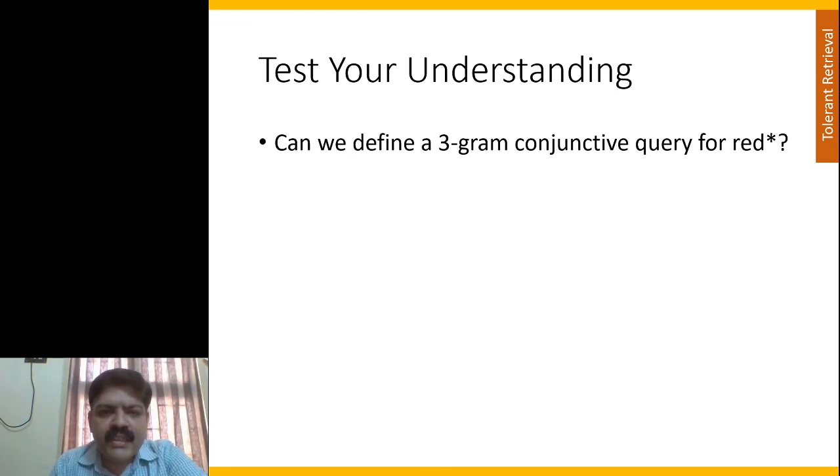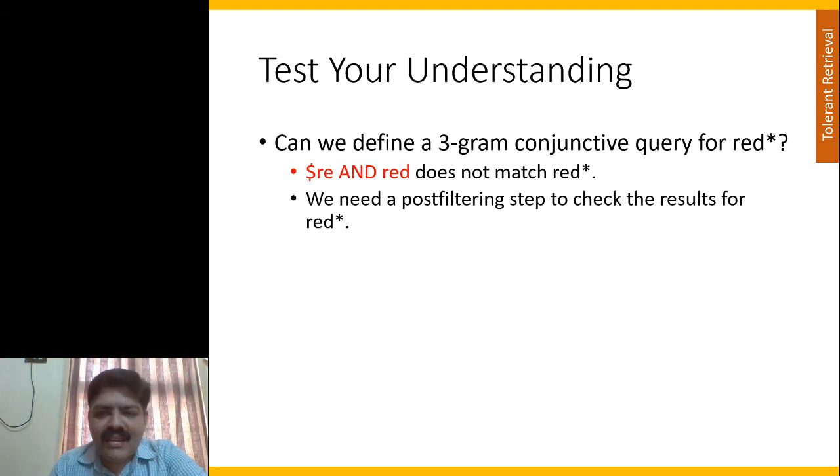So what would be a 3-gram conjunctive query for red star? Take a minute, pause, and think for yourself. You should be careful here because if we use an end marker such as dollar and then try to form a 3-gram query, dollar re and red, remember it will not match all the terms with red star.